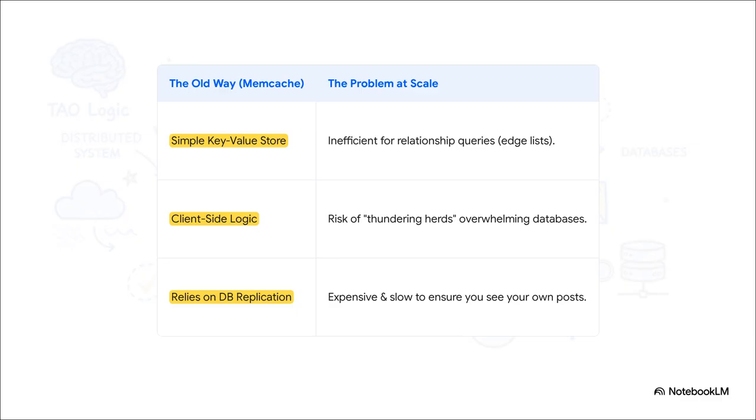Okay, this slide is super interesting because it shows us exactly where the cracks appeared. First, memcache is just a simple key-value store. It's not good at understanding relationships, so asking who liked this photo was super inefficient. Second, a lot of the logic was on the client side, and that created a huge risk of what they call thundering herds. Just imagine a really popular post's data expires from the cache. Bam! Suddenly millions of requests would stampede right past the cache and slam into the database all at once, totally overwhelming it. And last, just making sure you could see your own new post was slow and expensive because of how data had to be copied around.